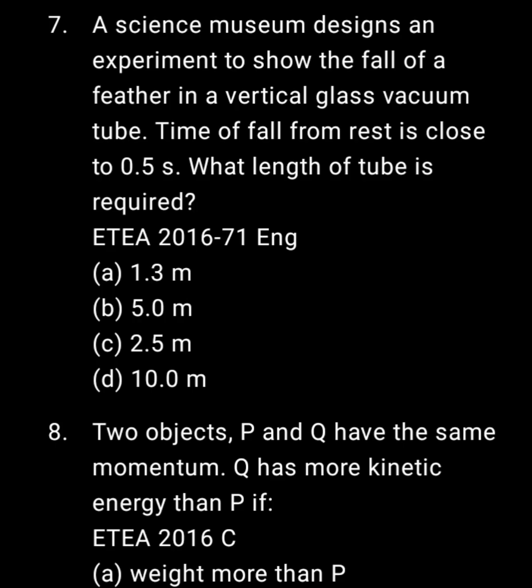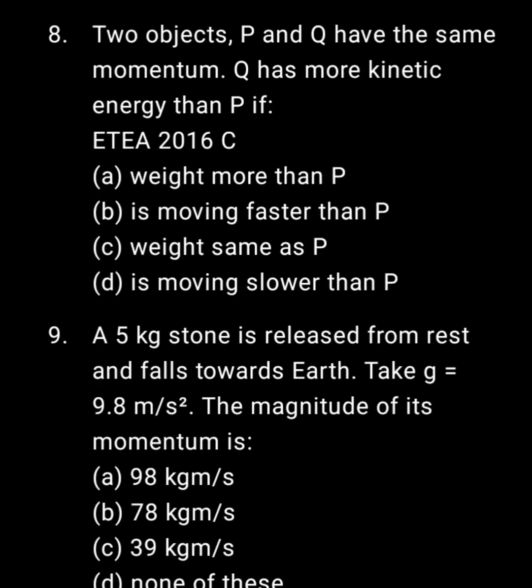8. Two objects, P and Q, have the same momentum. Q has more kinetic energy than P if ETA 2016 C. A. Weighs more than P. B. Is moving faster than P. C. Weighs same as P. D. Is moving slower than P.